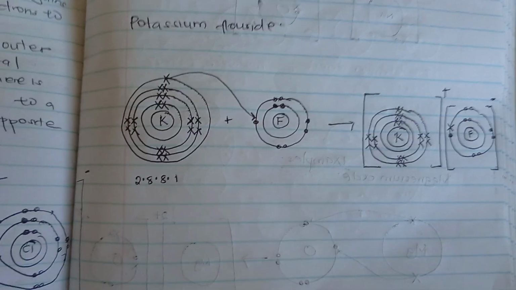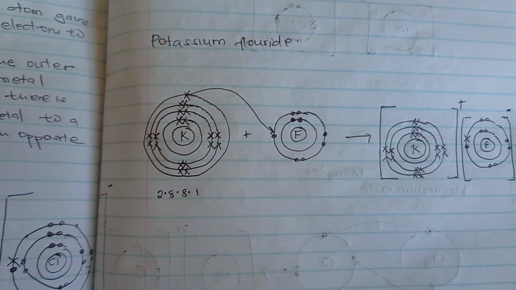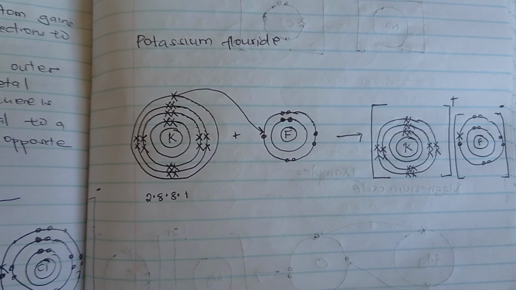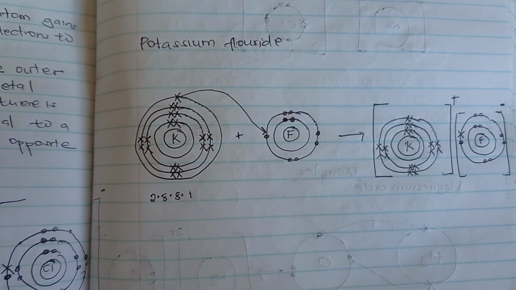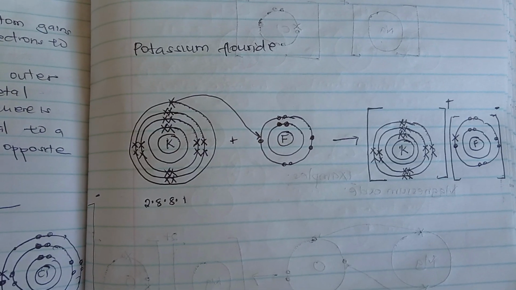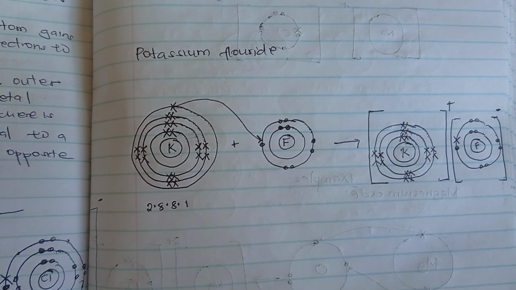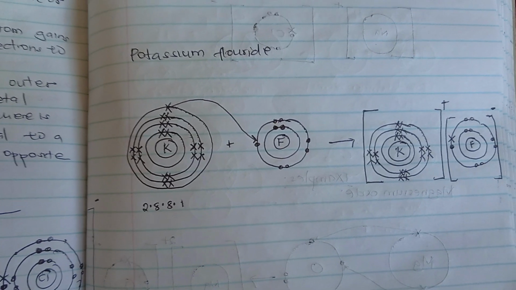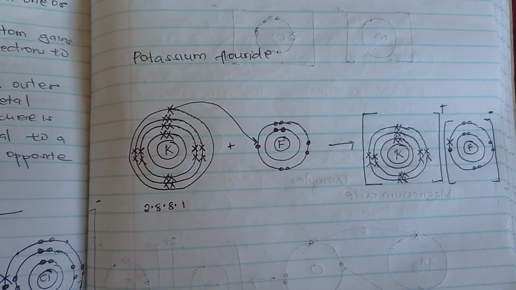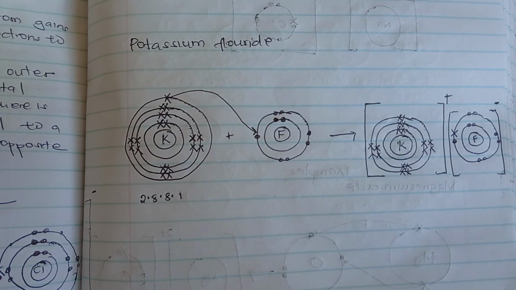Potassium fluoride is another example. This is an ionic bond formed between potassium, which is a metal, and fluorine, which is a non-metal. Potassium has an electron configuration of 2, 8, 8, 1. So that one electron in the outermost energy level of potassium is completely transferred into fluorine, forming a potassium ion with one less energy level and a fluoride ion, which is a negatively charged ion.